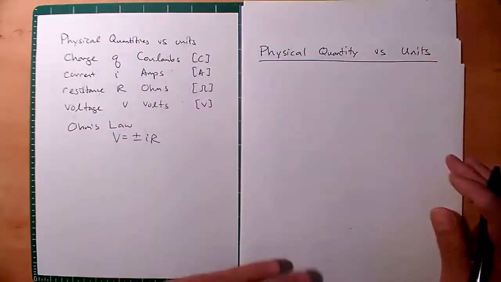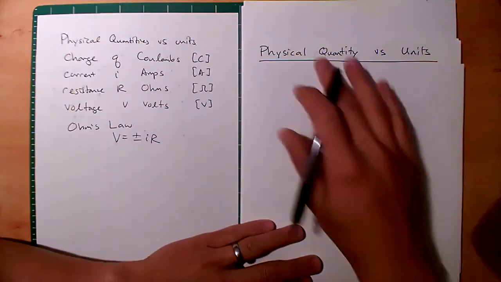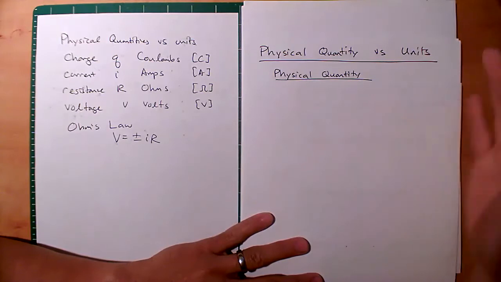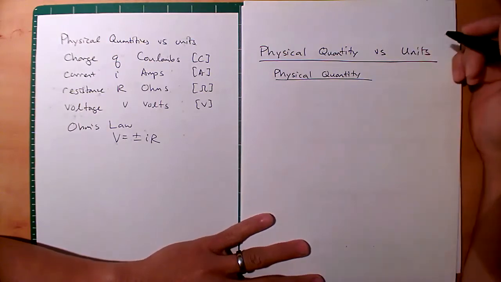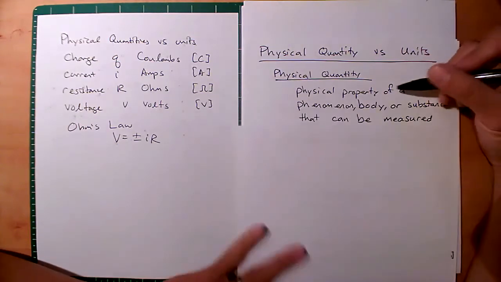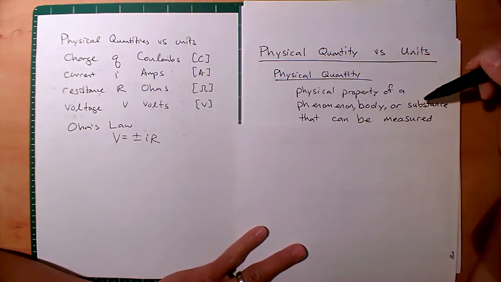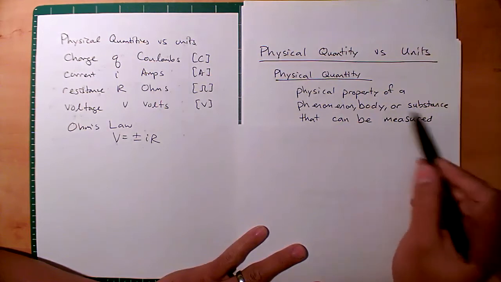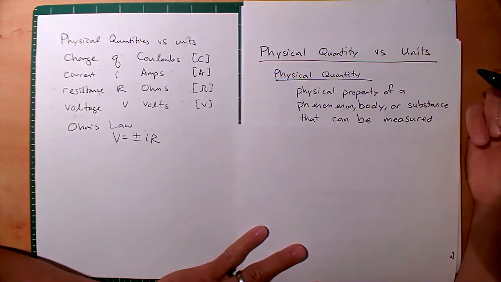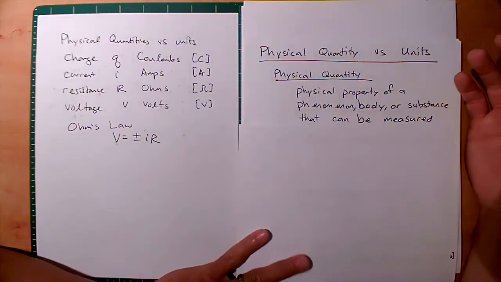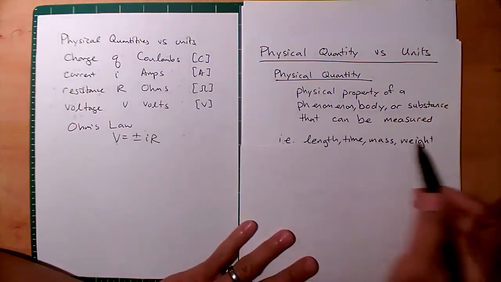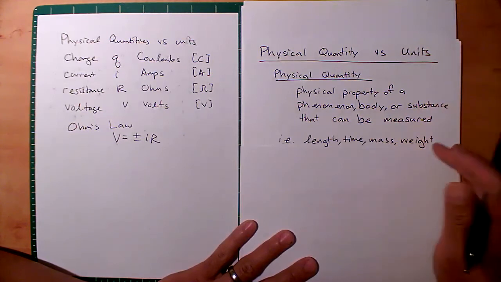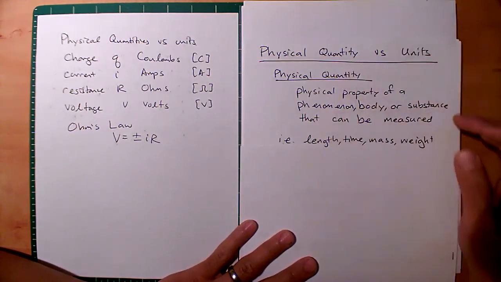Okay, so again, physical quantities versus units. Let's start with this. The first thing we want to look at is, well, what's a physical quantity? You guys should already know this, but let's just look at the definition. It's a physical property of a phenomenon, body, or substrate that can be measured. And this is the key point: it can be measured, right? Some examples are length, time, mass, weight. If you can't measure it, it becomes difficult, and so it doesn't fall into this definition.